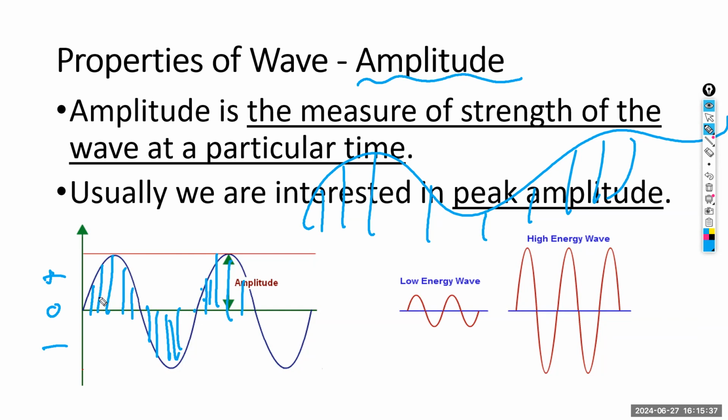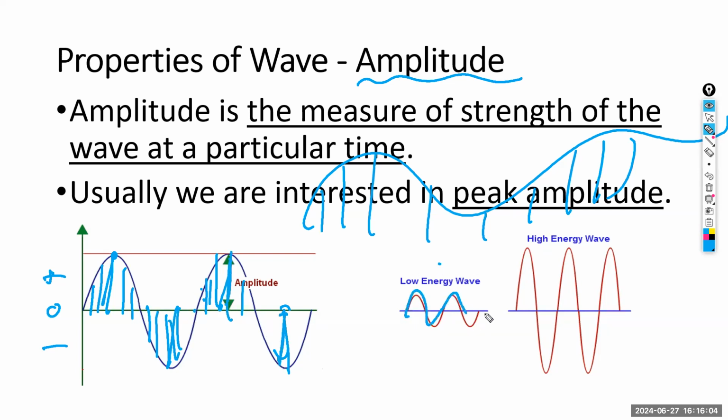Of course, it varies depending on the time. But usually when we say amplitude, we refer to the peak amplitude. That is something you must understand. If someone says the amplitude of the wave, that refers to the strength or energy level, and usually the highest energy level.